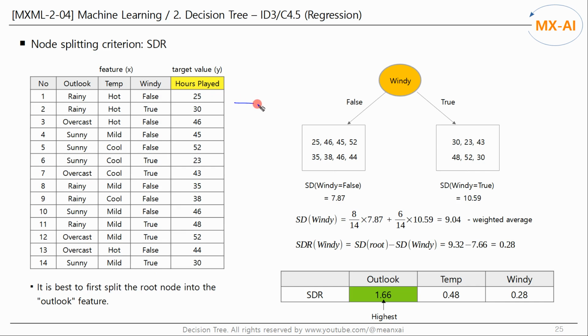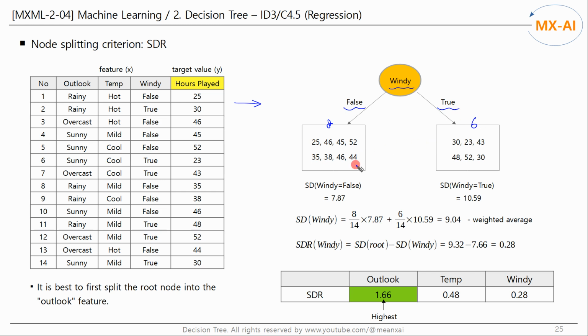Finally, let's calculate the SDR when splitting the root node into the windy feature. The windy feature has two categories, false and true. There are 8 data points where the windy is false and 6 data points where it is true.